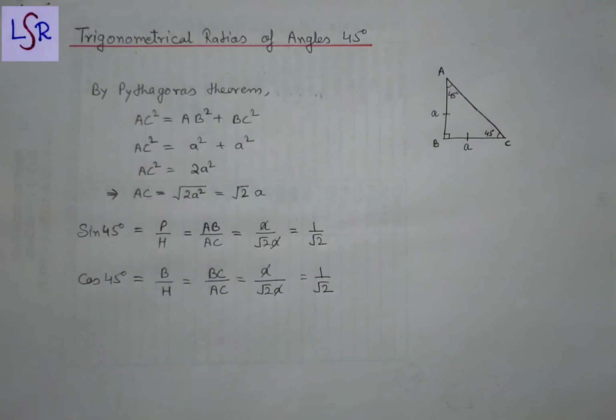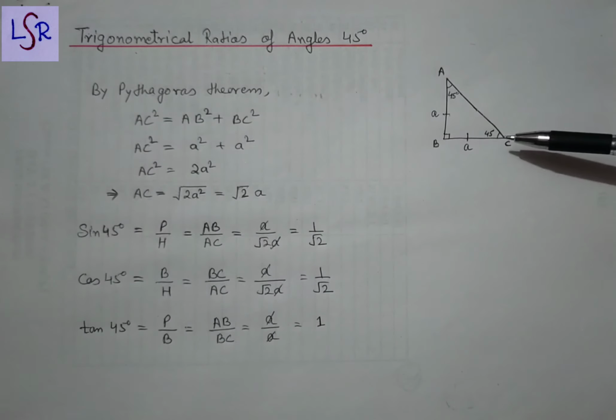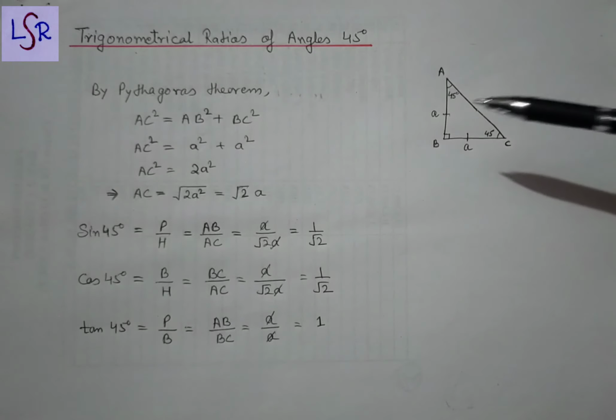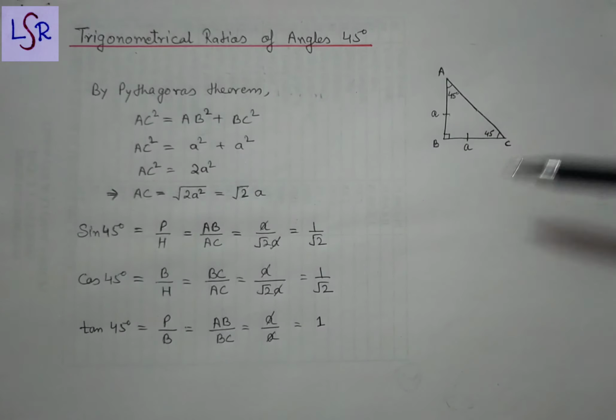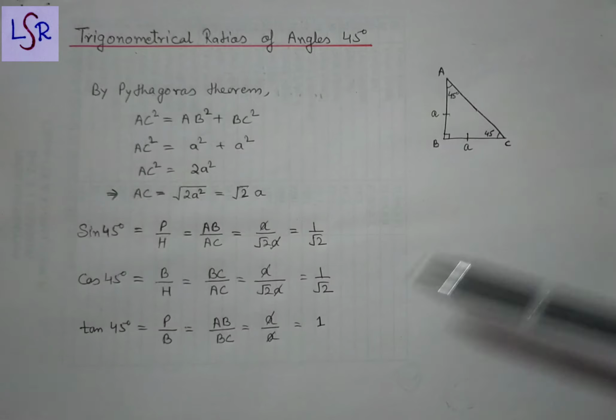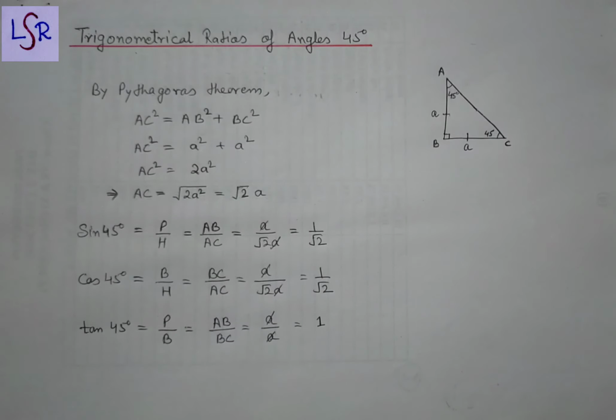Now for the tan 45, we have perpendicular upon base. For this angle, AB is perpendicular and the base is BC. And they both are equal to A, therefore they will cancel out each other and we will be left with 1. So tan 45 is 1.